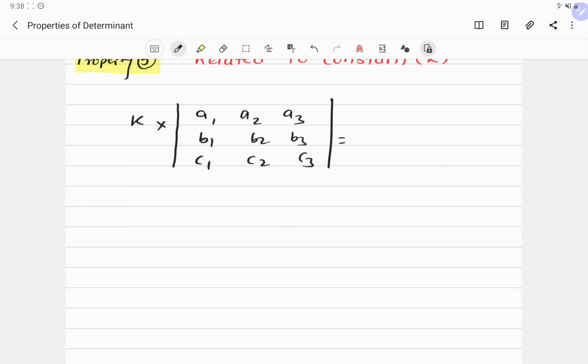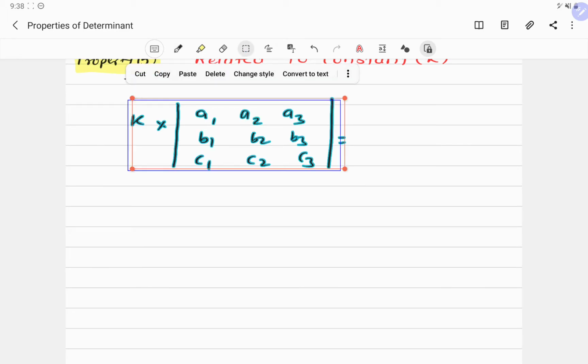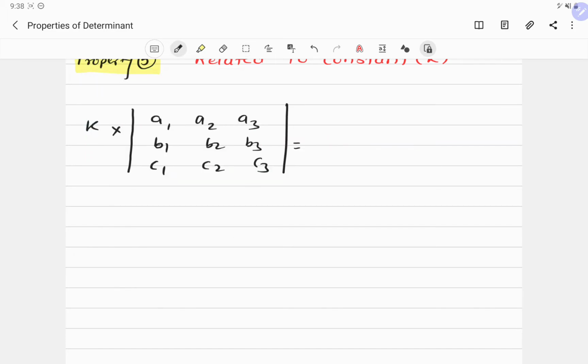The first thing is, if you want, you can multiply this constant to any particular row or any particular column. So friends, please observe this thing very carefully. If you want, you can multiply this k to the first row or second or third, whichever you want. So let's multiply this k to the second row. Keeping the first row as it is, and the third row as it is, let's multiply k to the second row. It's k times b1, k times b2, k times b3.